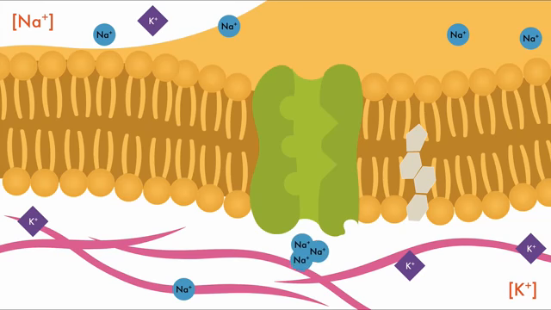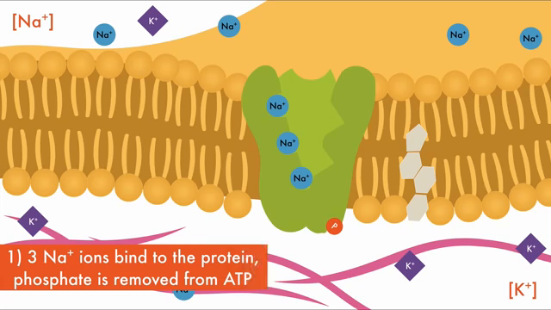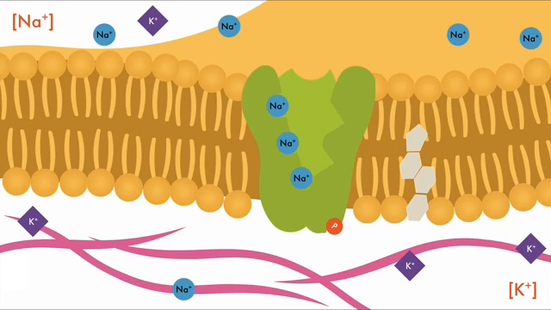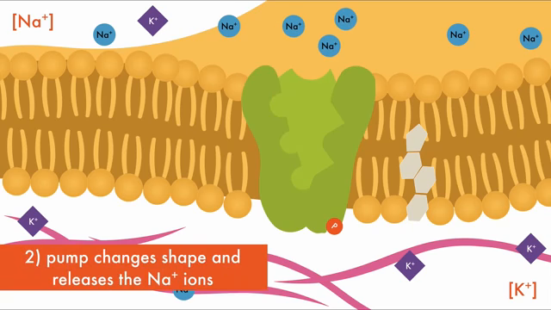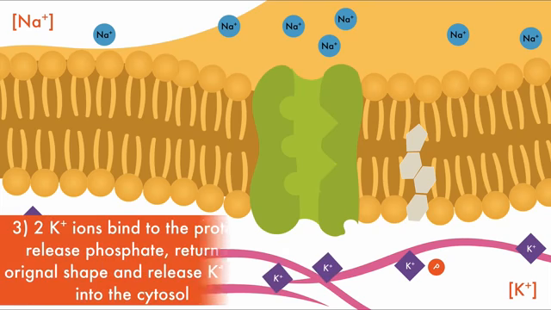First, 3 sodium ions from the cytosol bind to the protein, and a phosphate group from ATP breaks off into the carrier protein. This provides energy for the shape of the protein to change, and the sodium ions can be released into the outside of the cell. Now 2 potassium ions will enter the pump, which causes the phosphate to break off and return the pump to its original shape and release the potassium into the cytosol. Again, sodium will diffuse into the cell on its own, and potassium will diffuse out. The pump forces the sodium to be outside the cell and the potassium to be inside the cell.